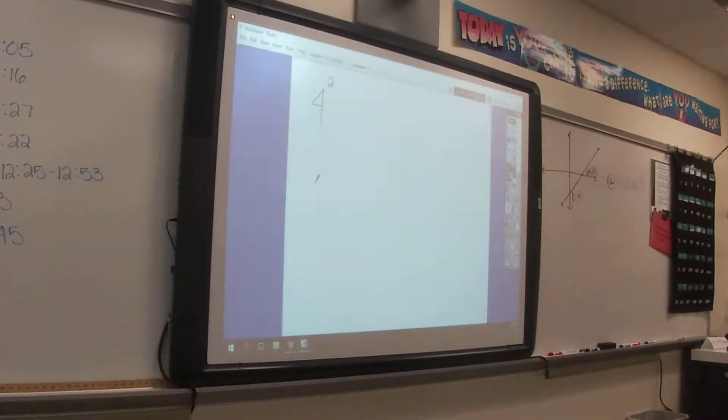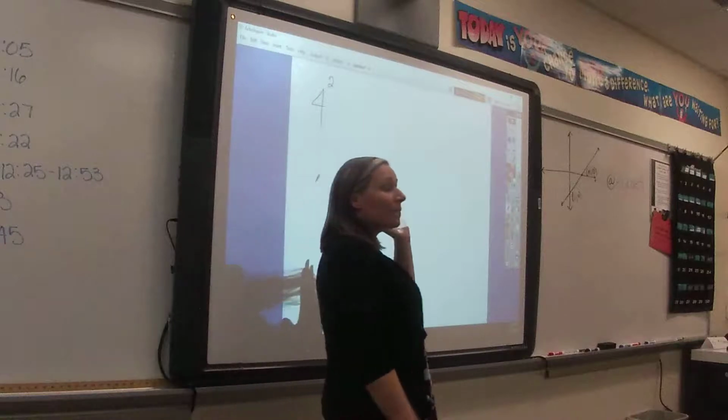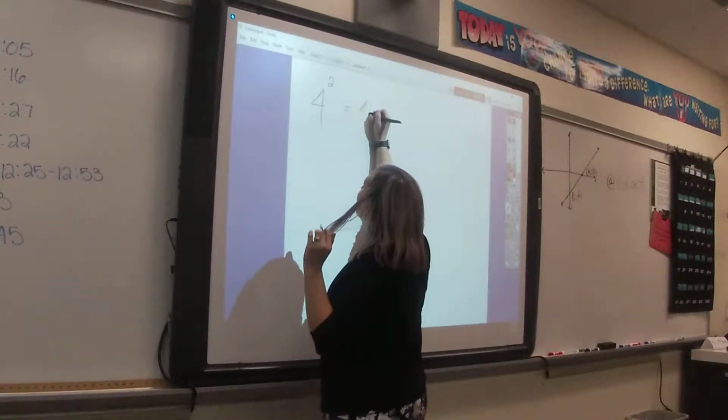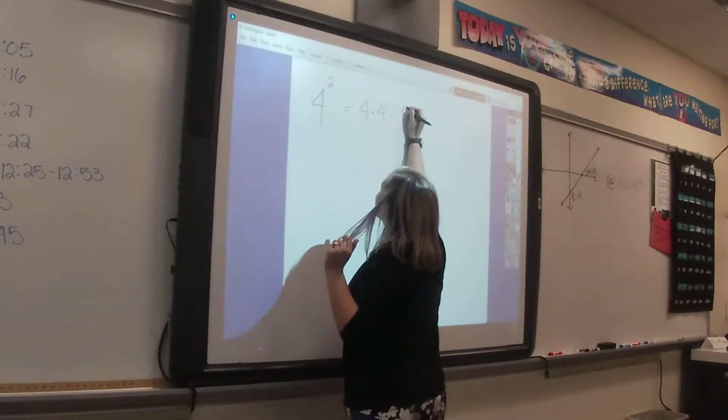How do we read that? 4 to the second power. 4 squared or 4 to the second power. What does that tell us to do? Multiply it by itself. Multiply it by itself, which is really then 4 times 4.